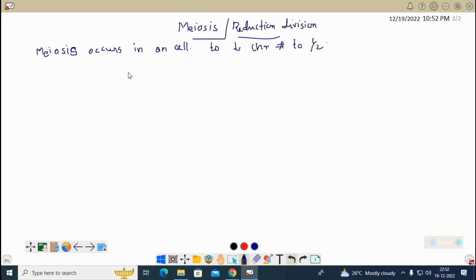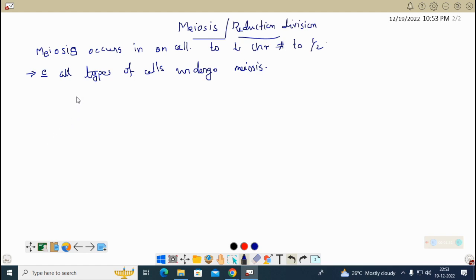after meiotic division, right? So which types of cells will undergo meiosis? We will see. Meiosis occurs in diploid cells, we say.